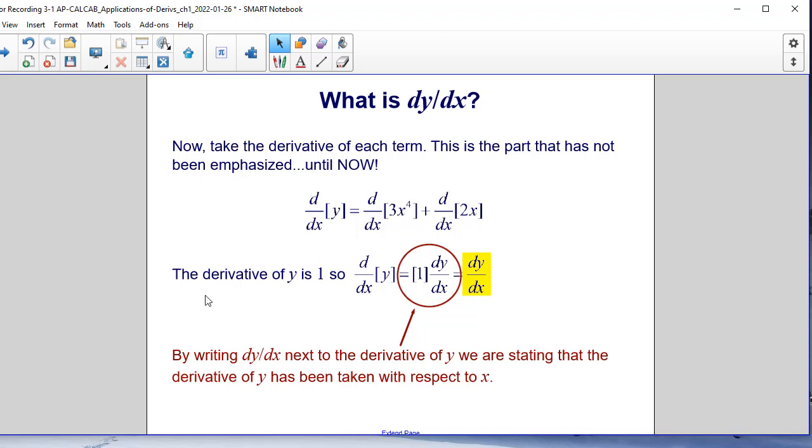The derivative of y is 1. So when we have the derivative with respect to x of y, it turns into 1 times dy/dx. So we have been using the notation dy/dx all along. By writing dy/dx next to the derivative of y, we are stating that the derivative of y has been taken with respect to x.